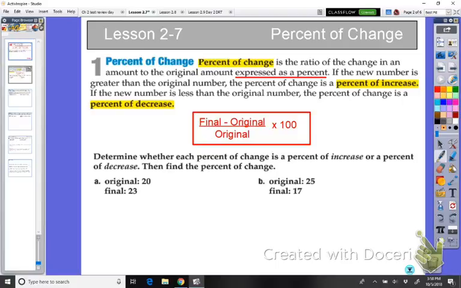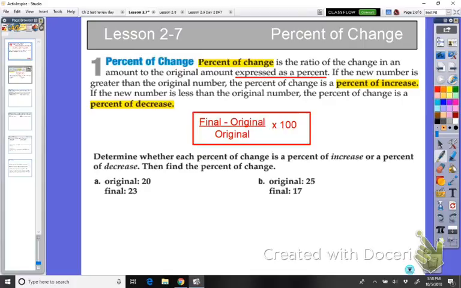We can use what's boxed off here on the center page. If we take the final amount and subtract the original, and then divide by the original, we'll get a decimal, and then if you multiply that by 100, you'll get the percent. We're going to do 2 examples here, one of each kind. Determine whether each percent is a percent of change, percent of increase or percent of decrease. Then actually calculate the percent.